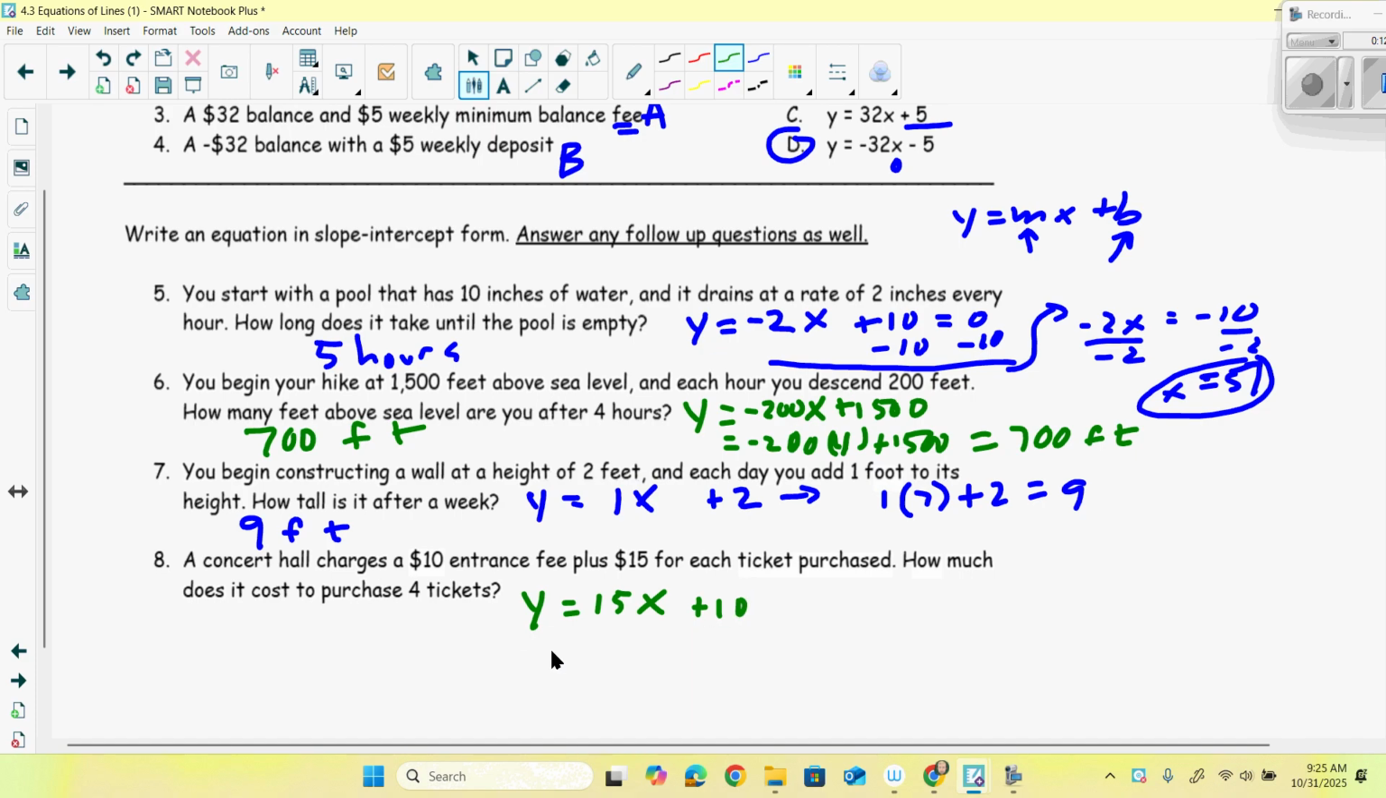So purchasing 4 tickets tells me I have 4 $15 charges plus the original 10. That's going to be 60 plus 10. So this question is answered. How much does it cost to purchase 4 tickets? It costs $70. Has partly what we call a variable cost as well as a fixed cost just for getting the opportunity to buy the tickets.